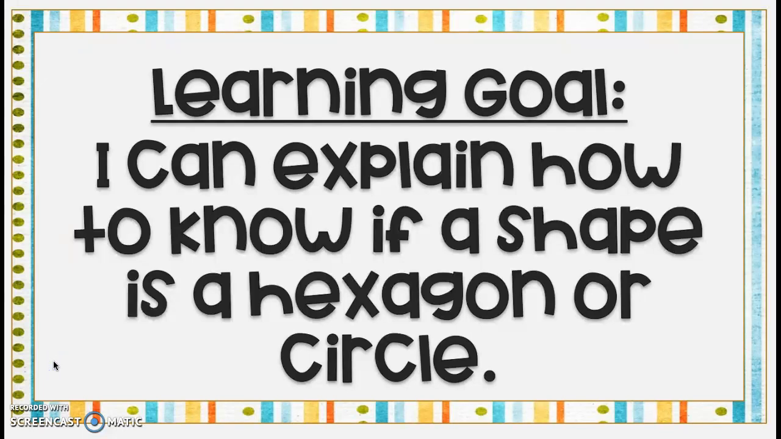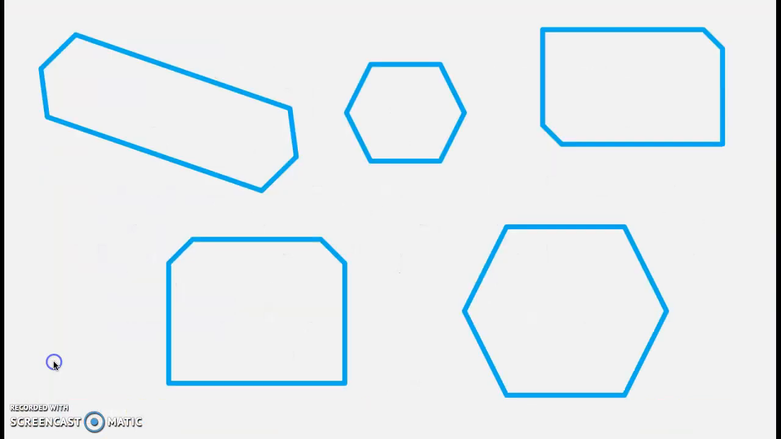Our learning goal for today says, I can explain how to know if a shape is a hexagon or a circle. Okay, so today we're going to talk about two shapes, hexagons and circles. We need to figure out what they are so that we can know if a shape is one of those. So here we go. Let's talk about hexagons first.